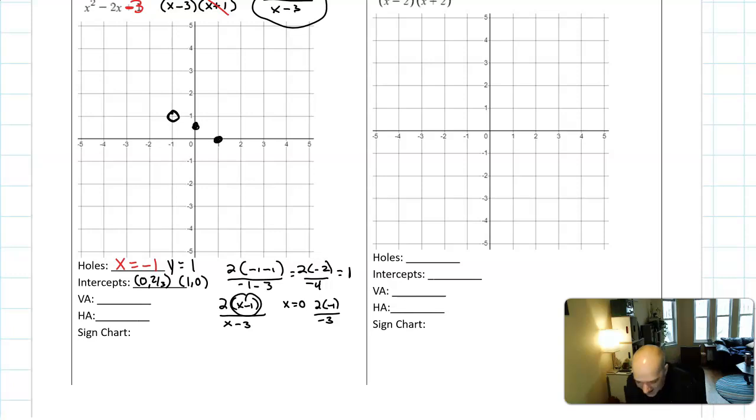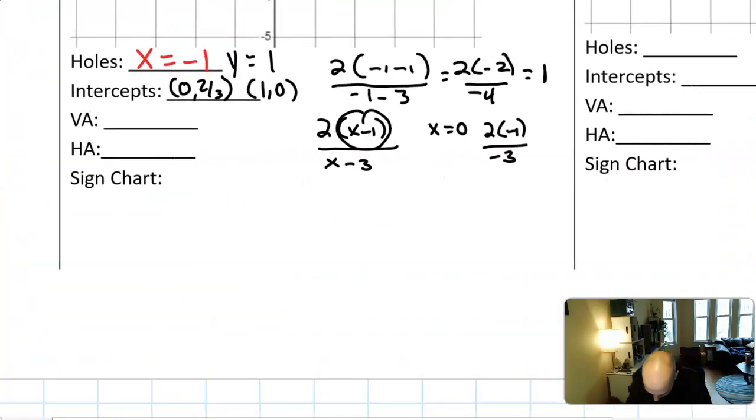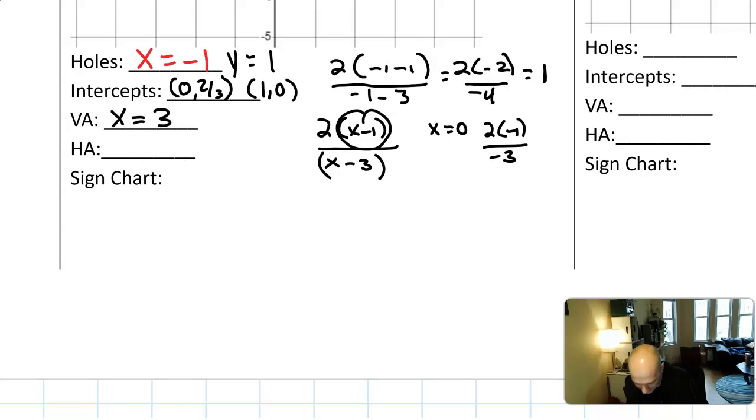Now, again, this is not enough information to get the rest of our graph. We've got to get some asymptotes going on. Vertical asymptotes are from the zeros of the denominator. So that's going to be looking at that x minus 3. We're going to have a vertical asymptote at x equals 3, whatever would make the denominator 0.